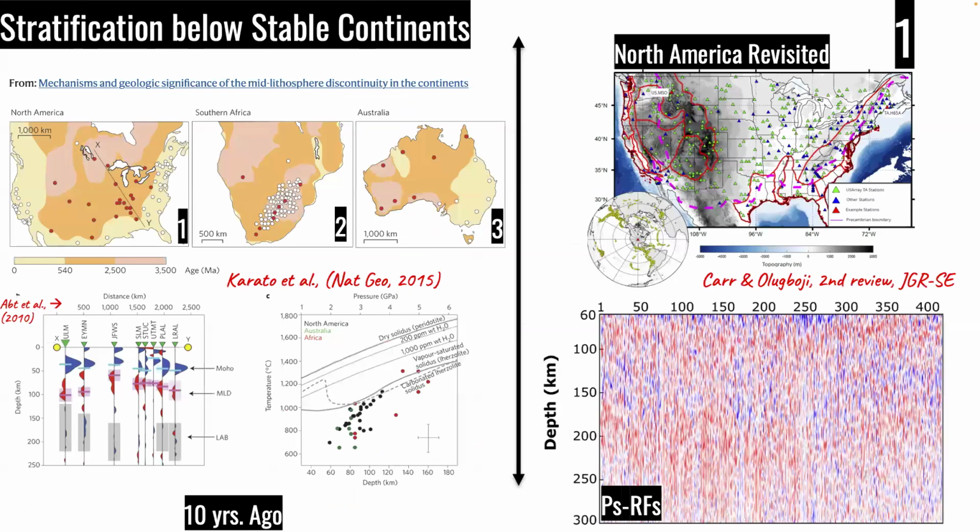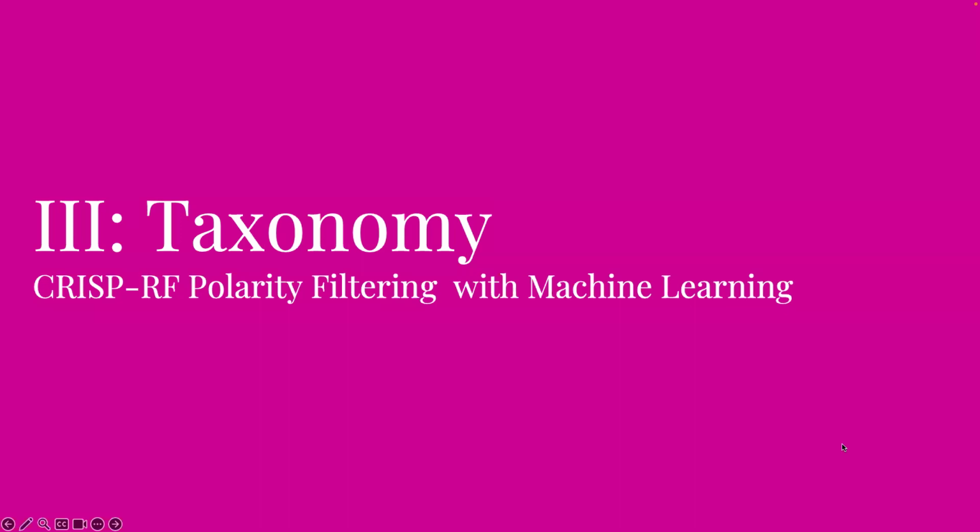With this new tool, we revisit decade-old observations from stable continental regions of North America, Southern Africa, and Australia. We show on the top right our station distribution and below, single station P2S receiver function stacks across the US. As you can see, without CRISPR-F, it is very hard to identify upper mantle structure. But with CRISPR-F and machine learning, we will provide compelling results on upper mantle structure.